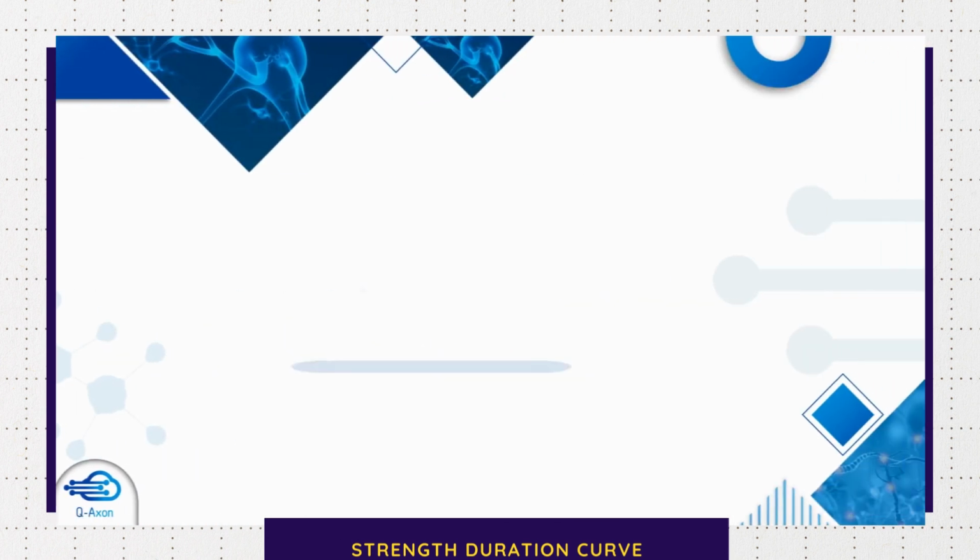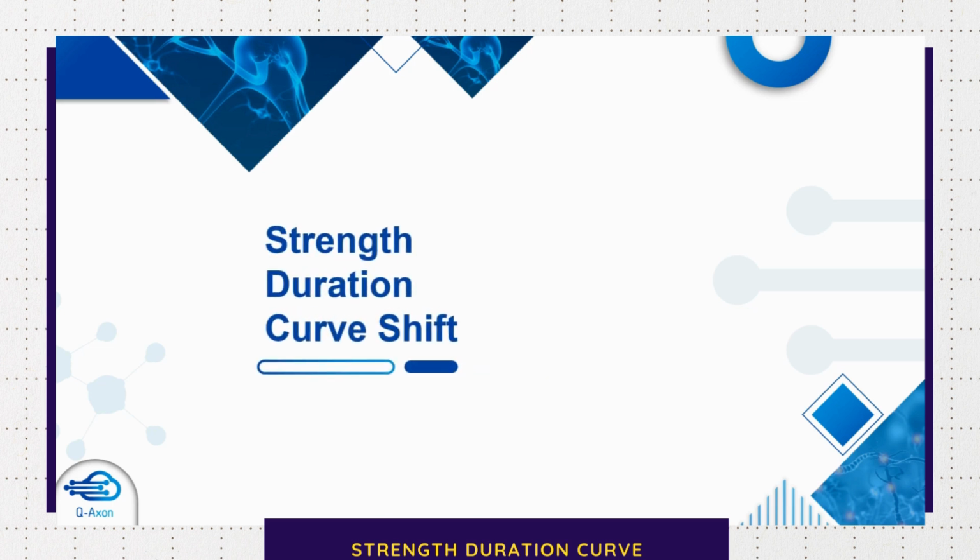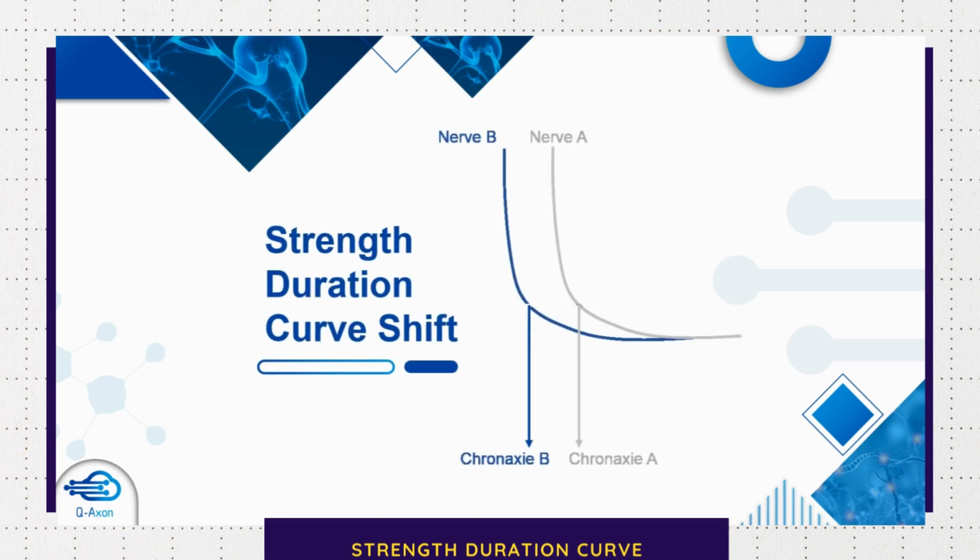So how do we interpret shifts in the strength duration curve? Now let's look at this graph where this is the y-axis and this is the x-axis. So two strength duration curves have been recorded here, one from nerve B and one from nerve A. Now these are the chronaxy values. You can see that nerve B has a lesser chronaxy than nerve A, which means nerve B is more excitable than nerve A. So greater the excitability, more is the shift to the left.